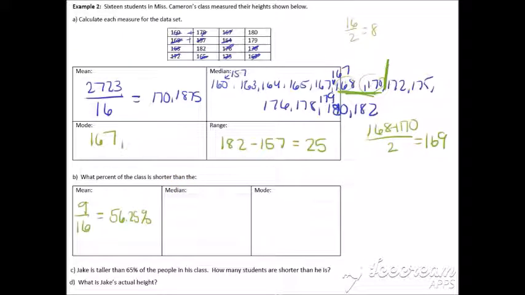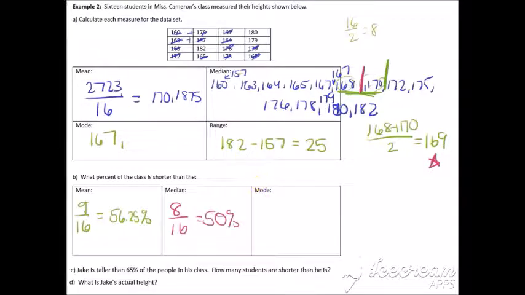Okay, the median is 169. Let me use another color. What percent of the class is shorter than the median? So the median we set up here, it's right here, 169. So if we draw a line where 169 would be, we have 1, 2, 3, 4, 5, 6, 7, 8. So we have 8 out of 16 students, which is 50%. So 50% of the class is shorter than 169 centimeters.